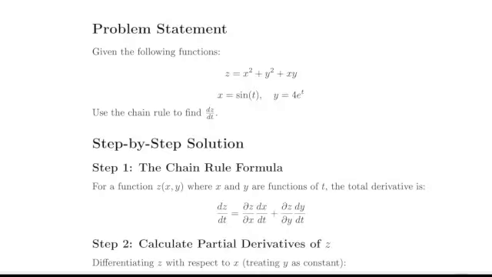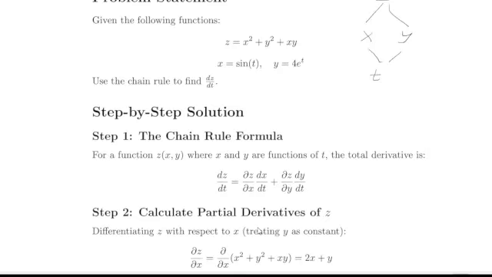So if we draw a tree diagram, we know that z is going to be on the top and depends on both x and y. And those depend on t. So if I'm going to take the derivative of z with respect to t, I'm going to first go through x and then t, and then finally to y and then t. So partial z with respect to x times dx dt plus partial z with respect to y times dy dt. That's the formula here we have.